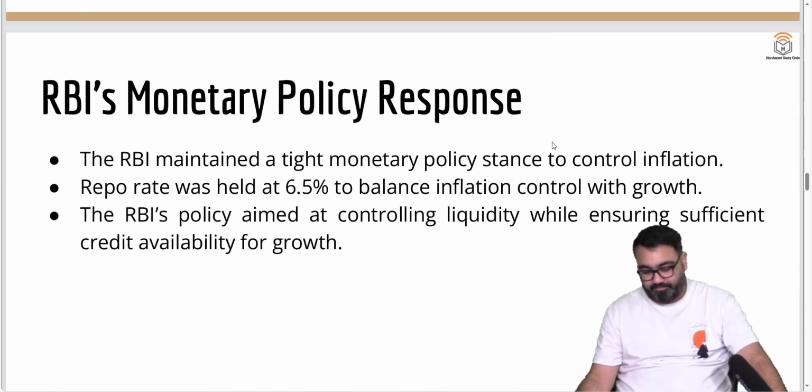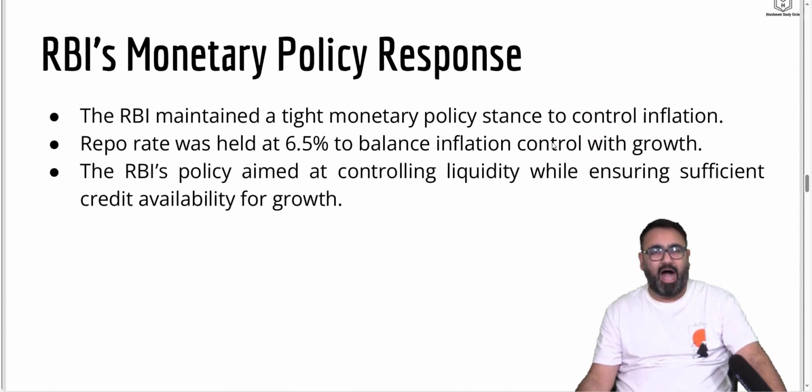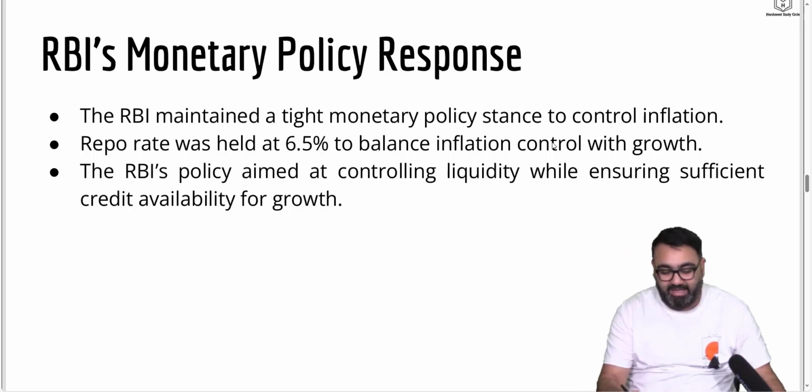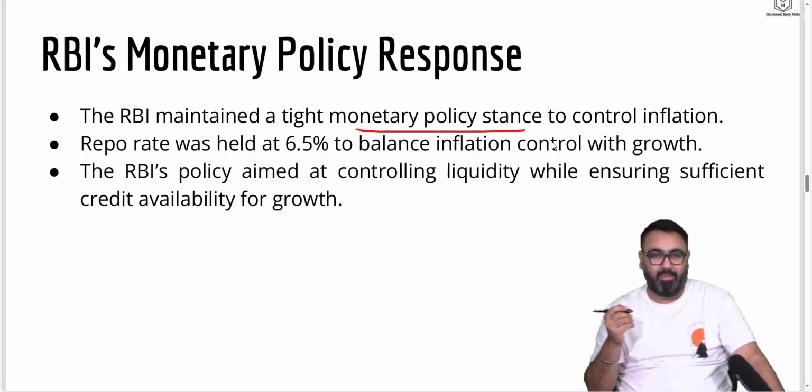What has the RBI done? For most of the year, the RBI maintained a tight monetary policy, meaning to suck out money supply from the market. As you know, it's basic economics. When the price of commodities is increasing, usually the RBI tries to take money out of the market. When you don't have enough money in your hand, you won't buy stuff.